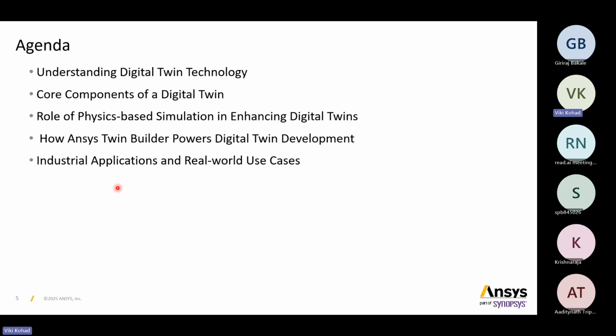Then we can also see how ANSYS Twin Builder powers the digital twin development. And then we will go through some industrial applications and real world use cases where this has actually been used and is currently used. Companies like ABB and Rockwell Automation are there. These are multinational companies.